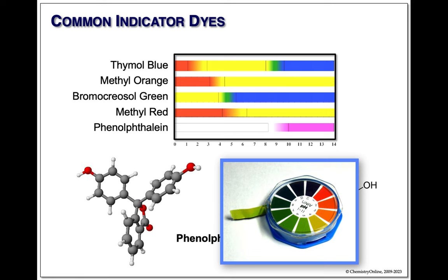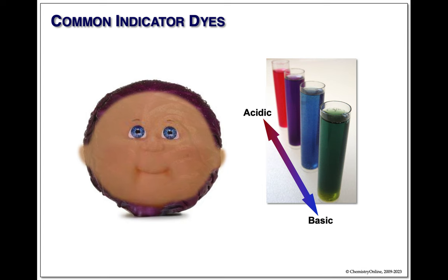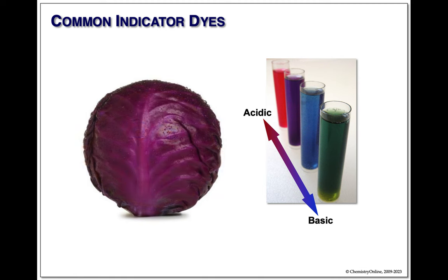But as clever as chemists are, we weren't the first to think of it. This is a cabbage. It's a red cabbage. If you take the red cabbage and you juice it, the cabbage juice is a natural pH indicator. It is, it really works. If you take the juice in an acidic solution, it's a lovely, intense red. As you go through neutrality, it goes to purple, then to blue, and in a basic solution, it's an ugly green. So the cabbage thought of it long before we did.